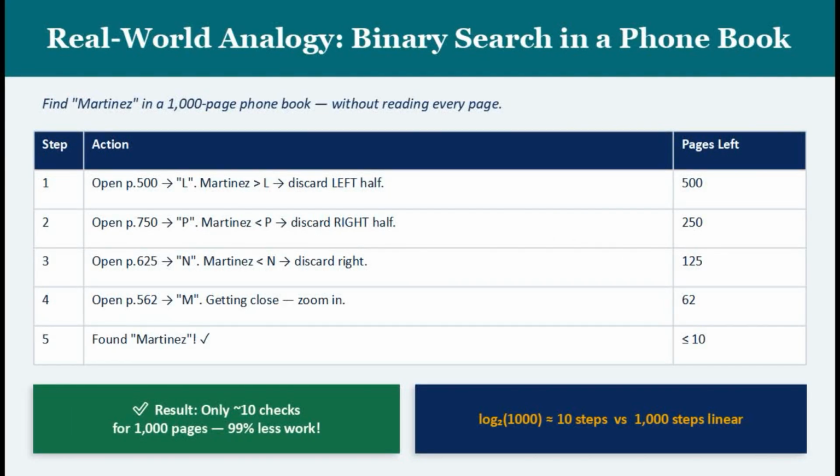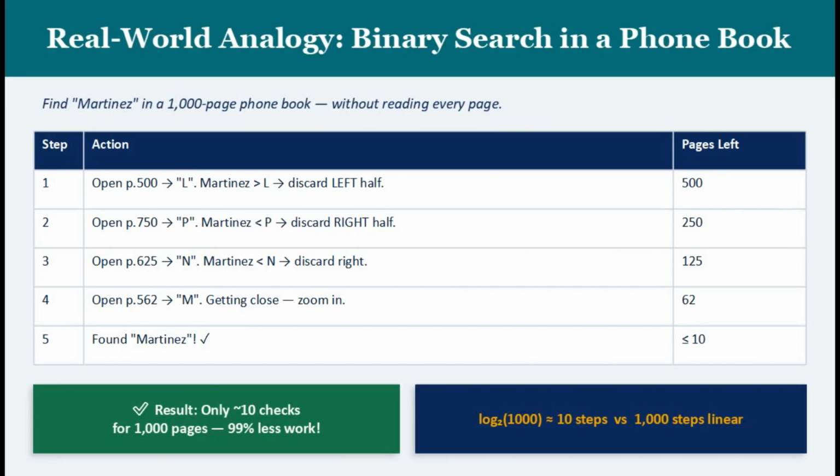Let's make this concrete with something you already understand intuitively. Imagine you need to find the name Martinez in a 1,000-page phone book. One approach: start at page 1 and read every single name until you find it. That could take a very long time, but you would never actually do that, would you? Here is what you would naturally do instead. You open to the middle, page 500. The names there start with L. Martinez comes after L alphabetically, so you throw away the entire left half. You have just cut your problem in half with a single comparison.